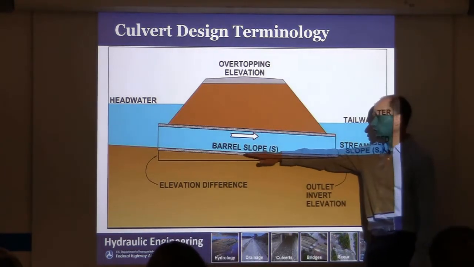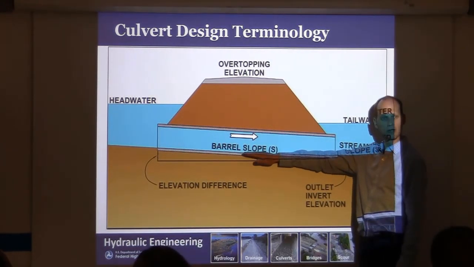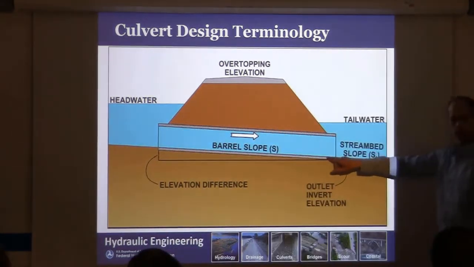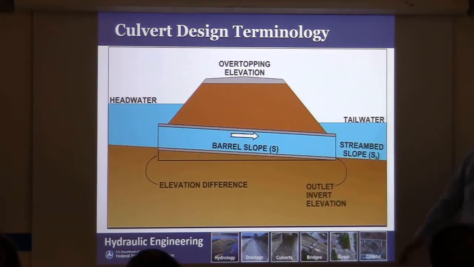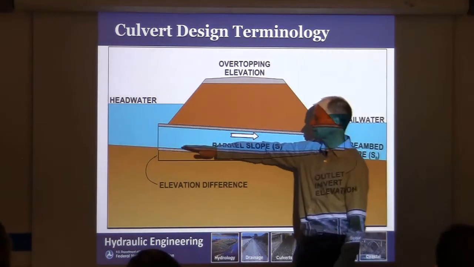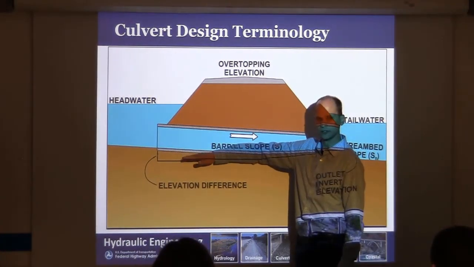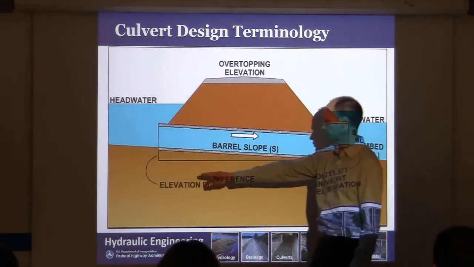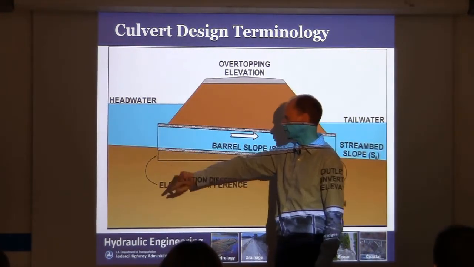We have a barrel slope on our culvert. A lot of times that is equivalent to the channel slope. There may be reasons why at some point we have a different slope. Maybe it has a lesser slope than the channel. If that's the case, then there will be an elevation difference, and we'll talk about why that might be important.